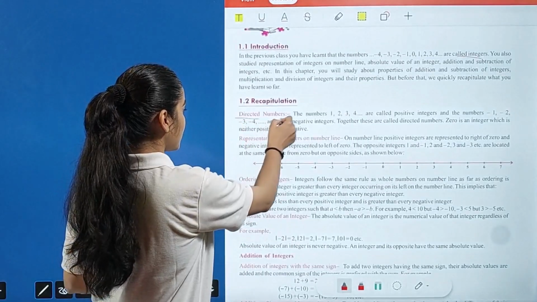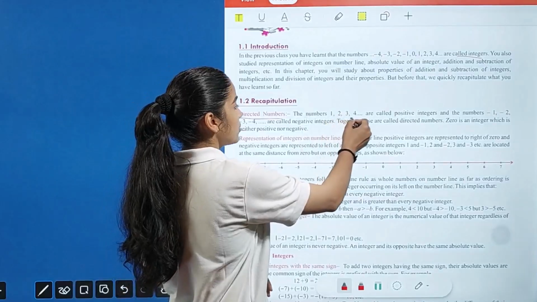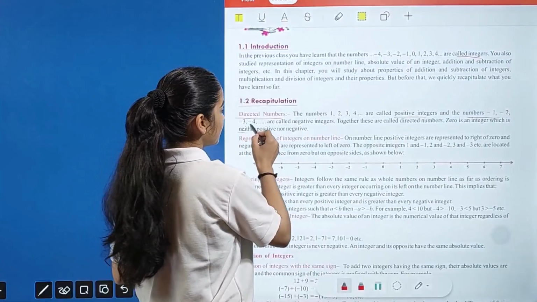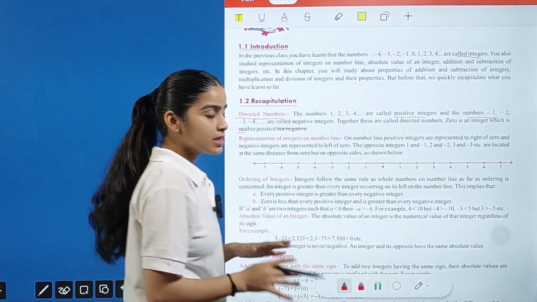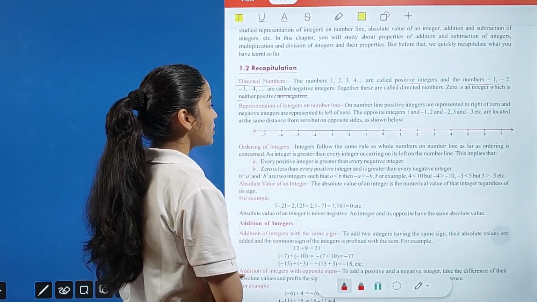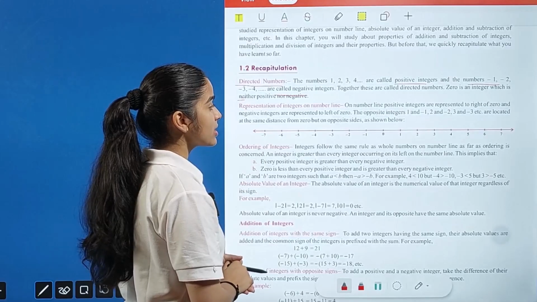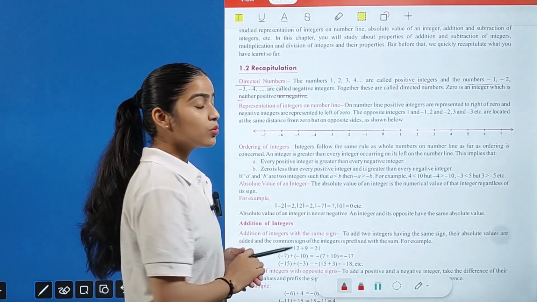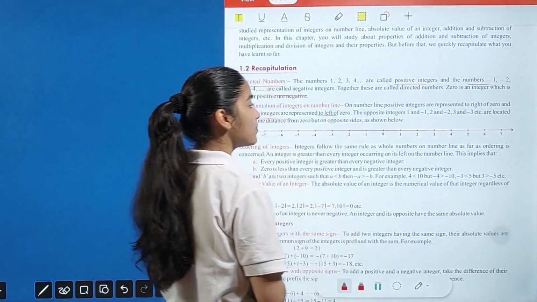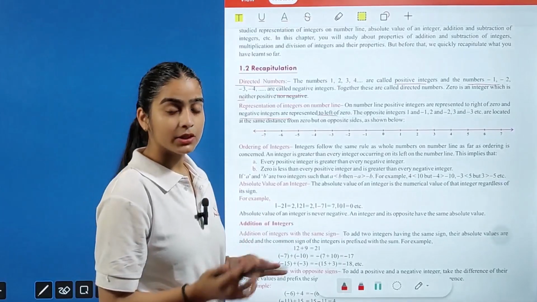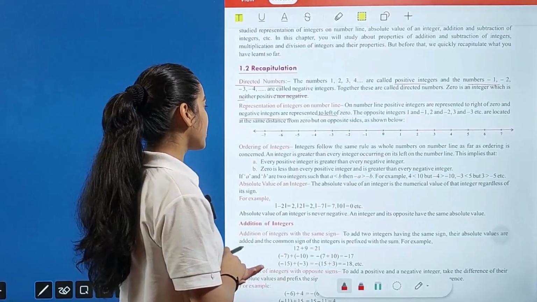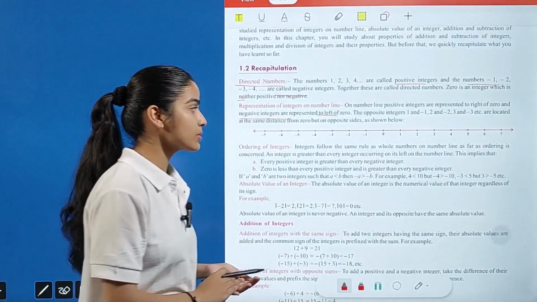First of all we have to deal with directed numbers. The numbers 1, 2, 3, 4 are called positive integers and the numbers -1, -2 are called negative numbers. 0 is neither positive nor negative. Representation of integers on the number line: on the number line, positive integers are represented to the right of 0 and negative numbers are represented to the left of 0. The opposite of integer 1 is -1, of 2 is -2, of 3 is -3, etc., located at the same distance from 0 but on opposite sides, as shown below.